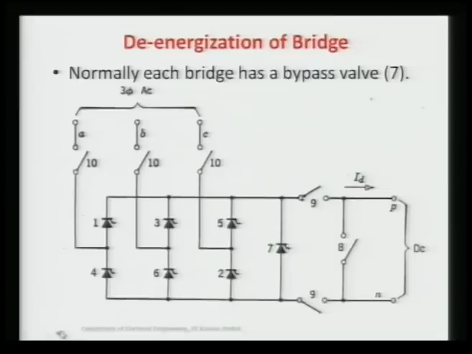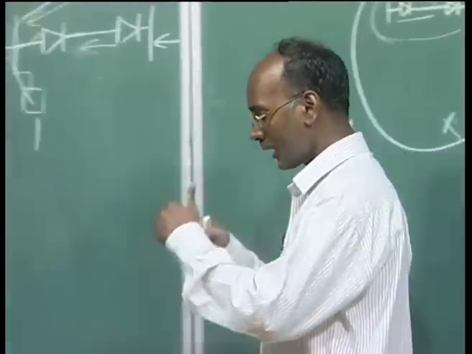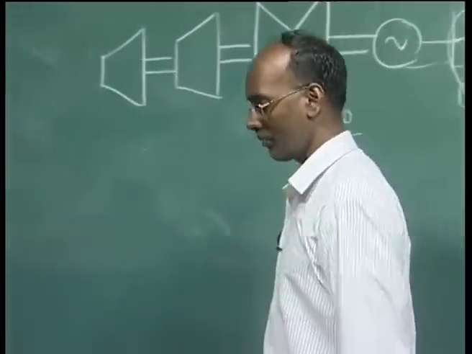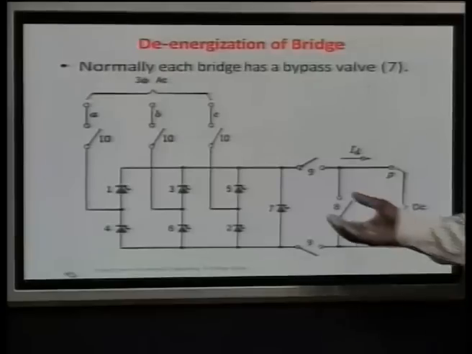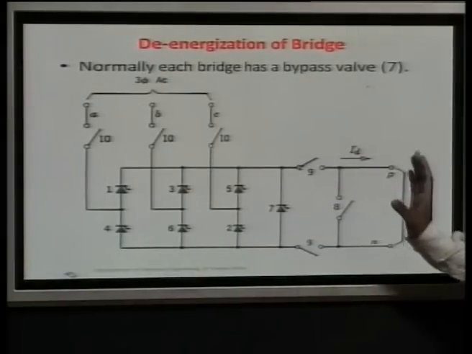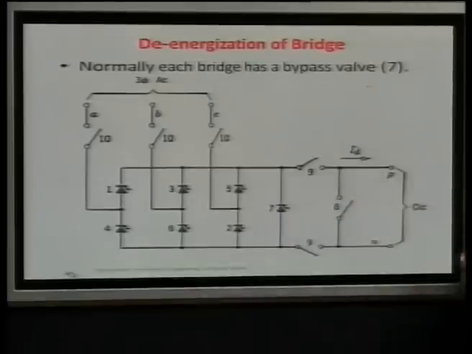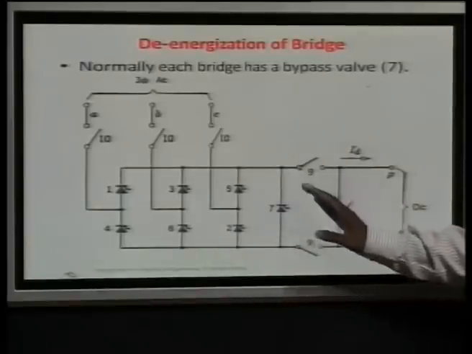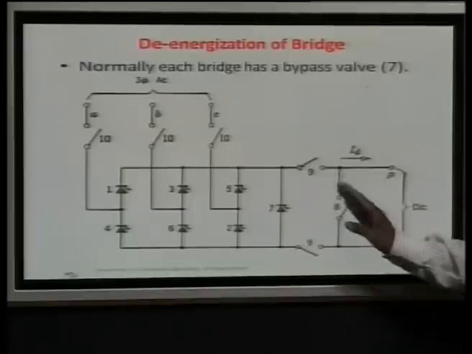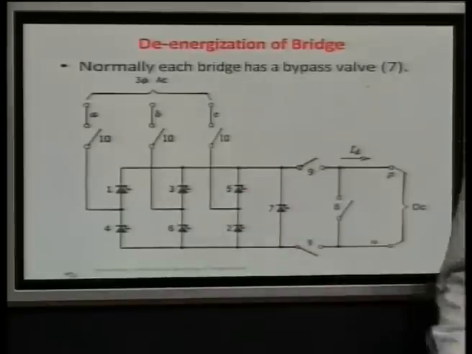Now the major question here: suppose you want to take out the bridge or you are putting it in service, and it is a very common phenomenon. If some of the valves are damaged, they should be taken away and then you have to repair them. It is not possible to do it properly inside if it is energized. Taken away means you can bypass this, and then you can do whatever you want to do here.